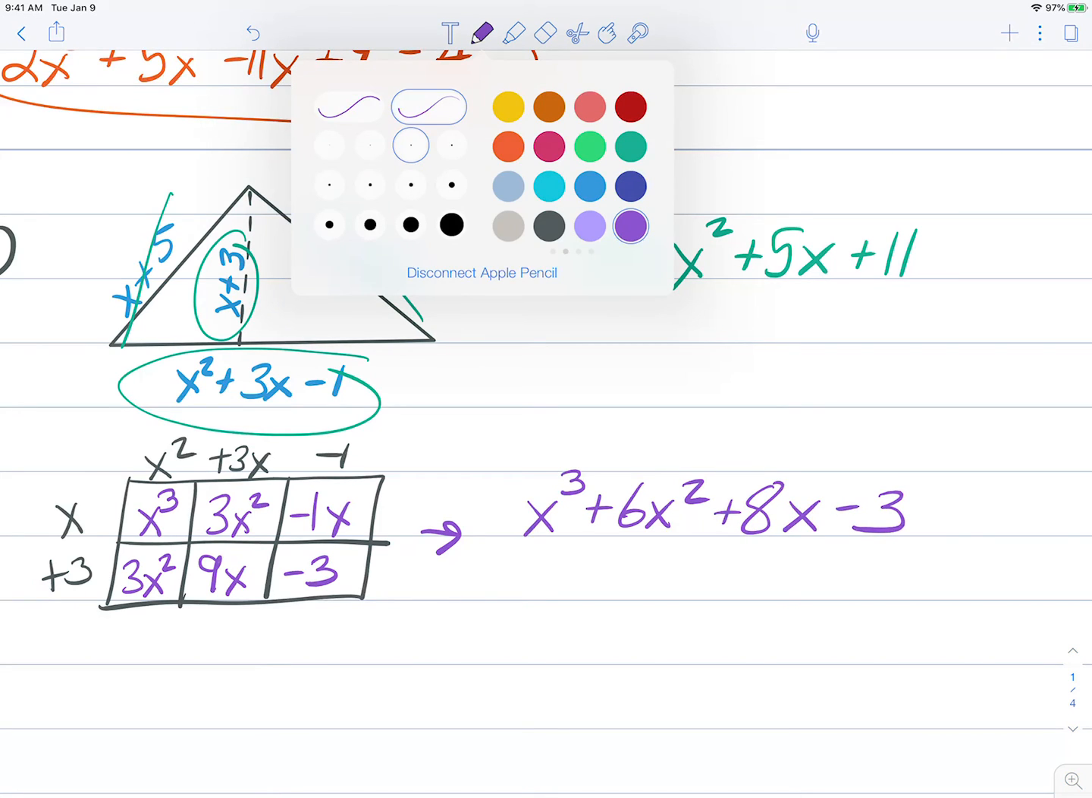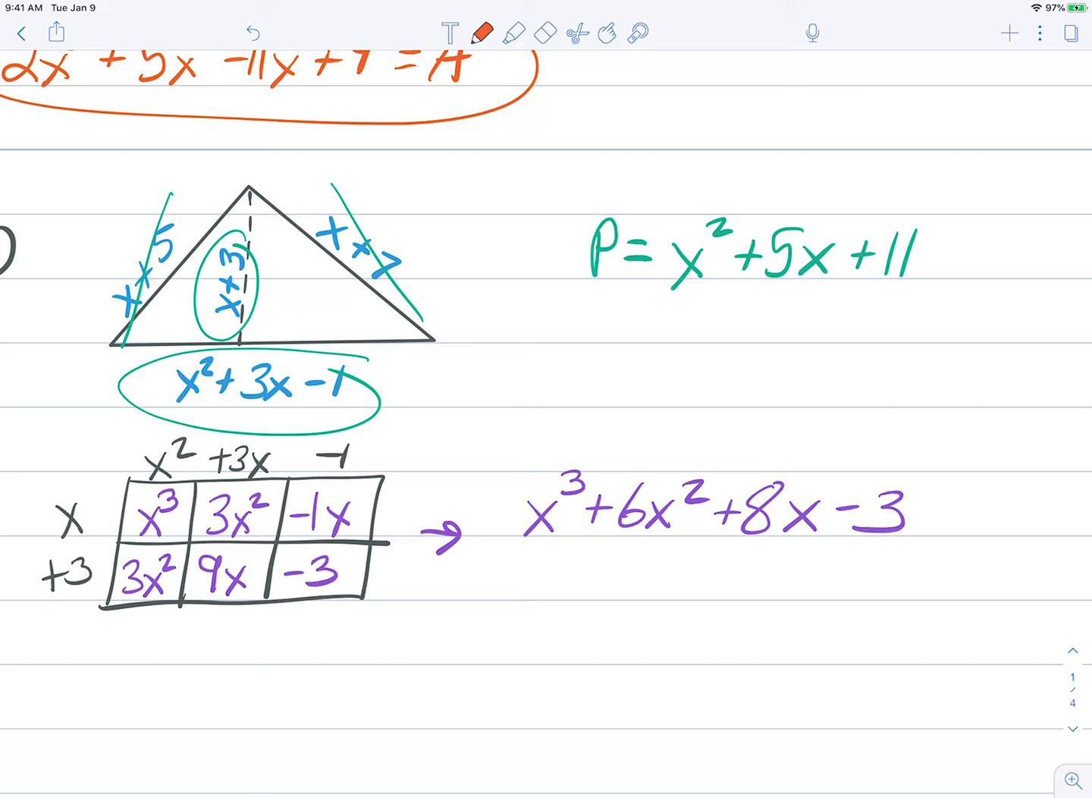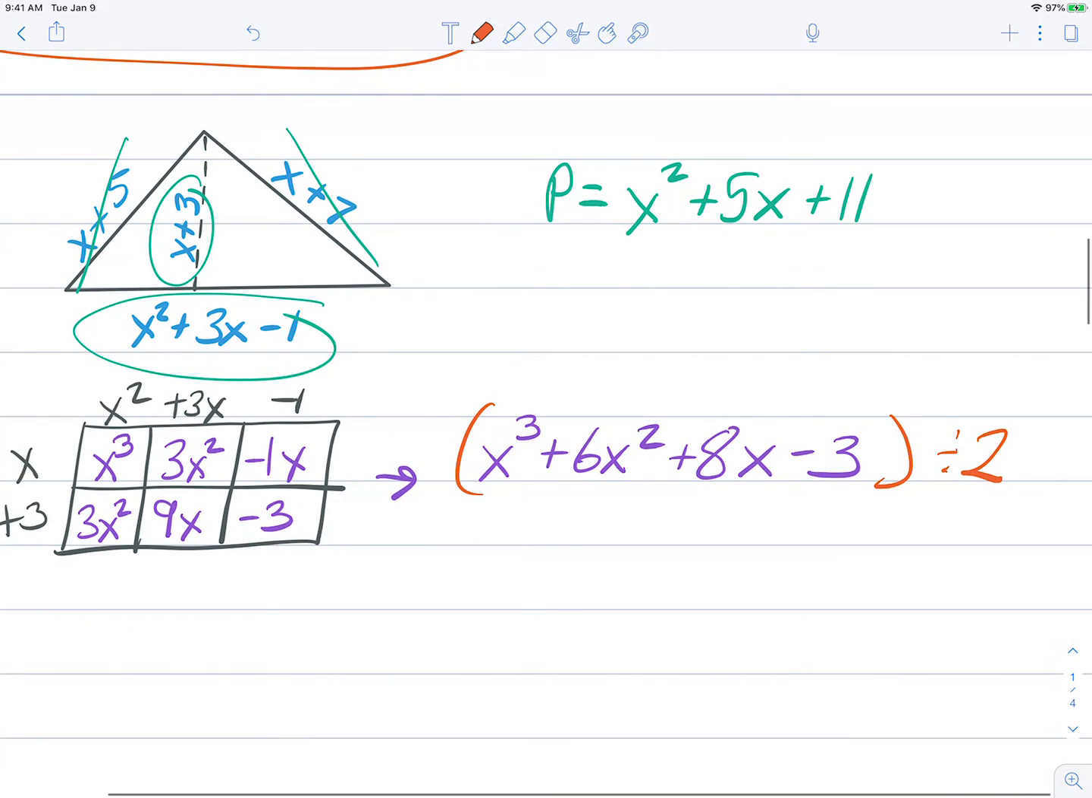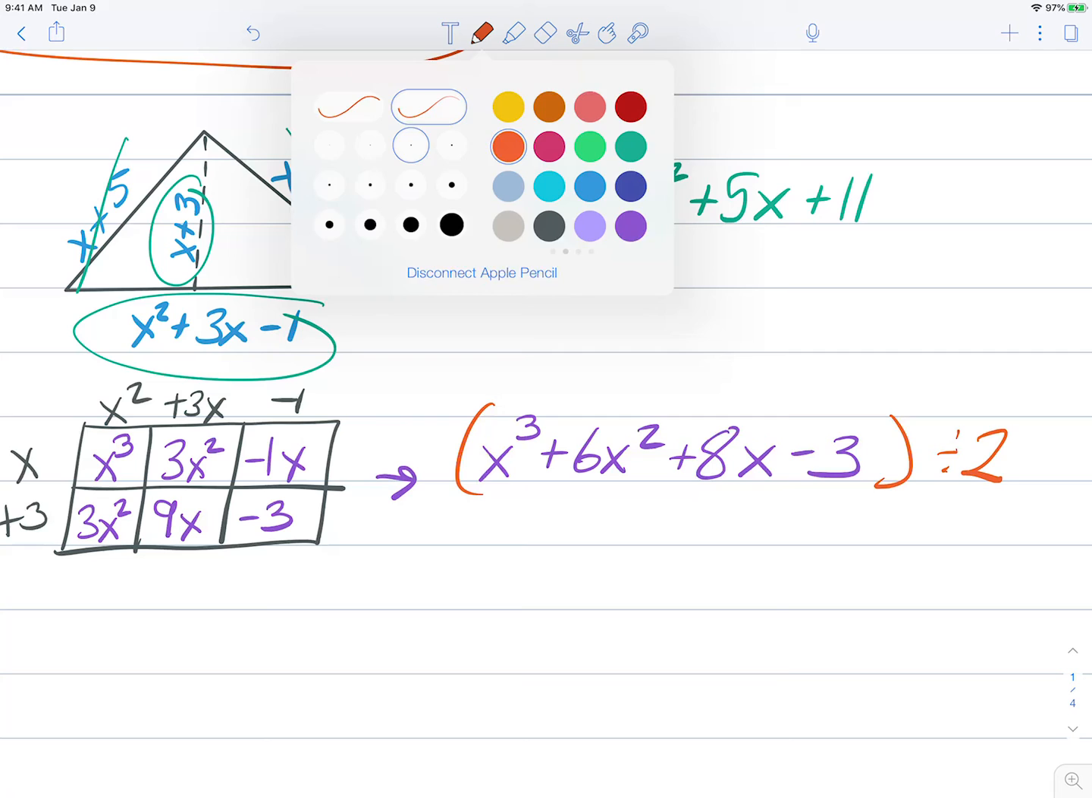However, we're not done because the formula for a triangle is base times height divided by 2. So I did the base times height, but now what I need to do is divide all of these by 2. Now you will get decimals, and that's okay.